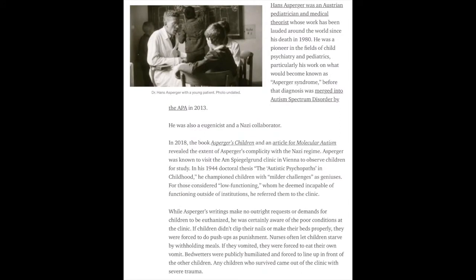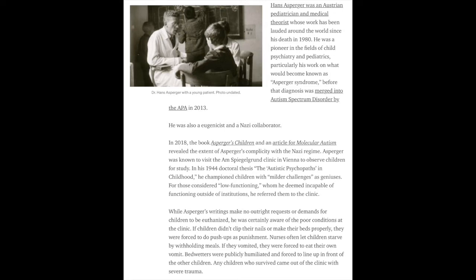Hans Asperger was an Austrian pediatrician and medical theorist whose work has been lauded around the world since his death in 1980. He was a pioneer in the fields of child psychiatry and pediatrics, particularly his work on what would become known as Asperger's syndrome, before that diagnosis was merged into autism spectrum disorder by the APA in 2013.